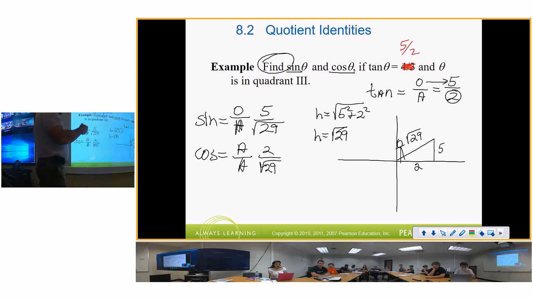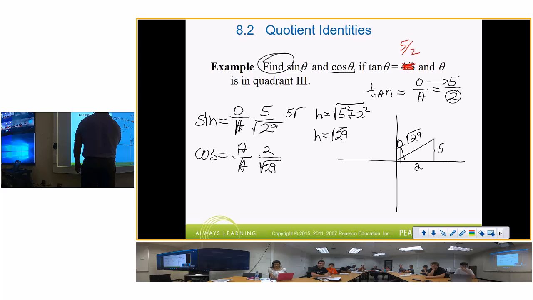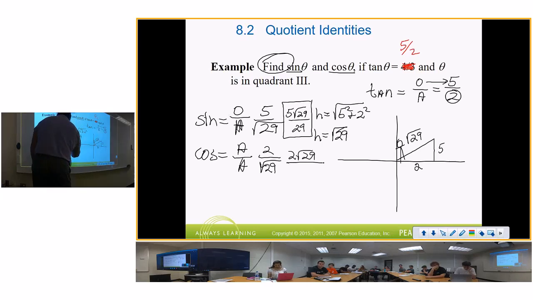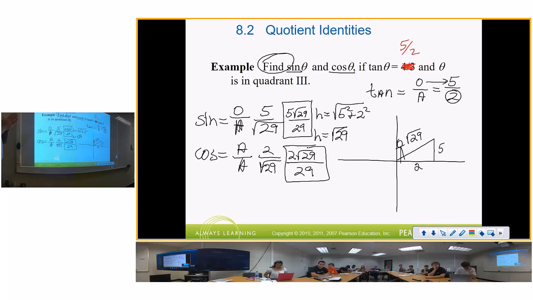And adjacent is 2 over square root of 29. Now you need to rationalize the denominator. And that's going to be 5 times square root of 29 over what? 29. So that's one answer. And 2 square root of 29 over 29. When I'm using my finger, it messes it up a little bit. That's why I couldn't read my own writing over here. All right, so that's our answers.